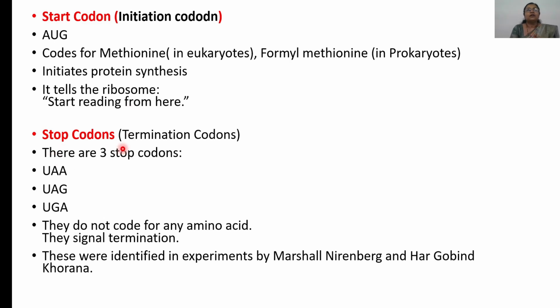Now, the stop codon. When protein synthesis is terminated, stop codons give signals; we call them termination codons. There are three stop codons: UAA, UAG, and UGA. These stop codons terminate the process. They do not code for any amino acids. They give the signal for termination to stop the process. These were identified in experiments by Marshall Nirenberg and Hargobind Khurana.